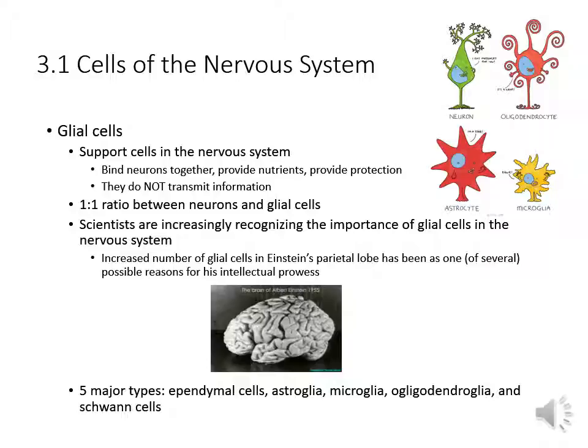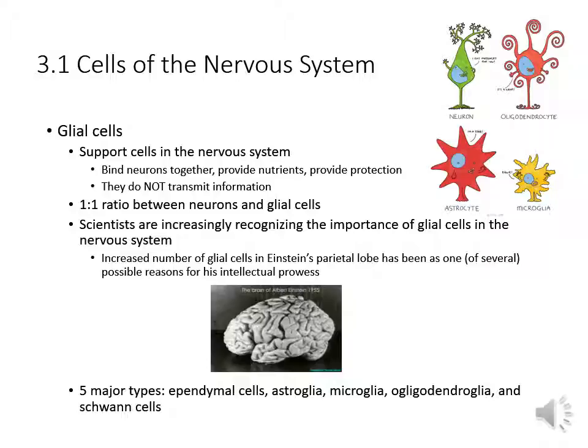Scientists are increasingly recognizing the importance of glial cells in the nervous system. Before, people considered them to just kind of be filler, and more people are realizing that glial cells are extremely important in figuring out what's going wrong in diseases and etc.